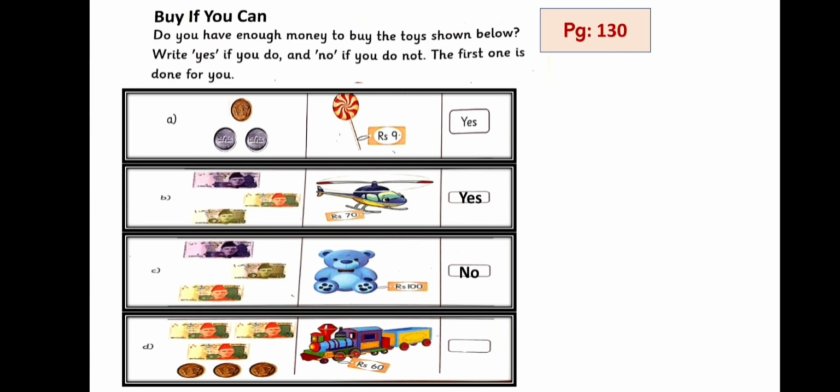Okay, the last one, we have 3 notes of 20 rupees and 3 coins of 5 rupee, which makes the amount 75 rupees. So can we buy a toy train with the 75 rupees? Yes.